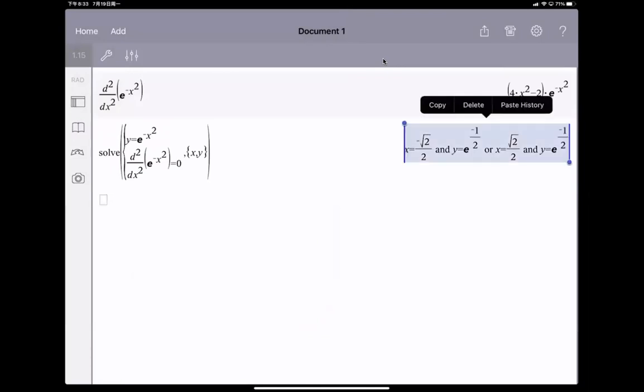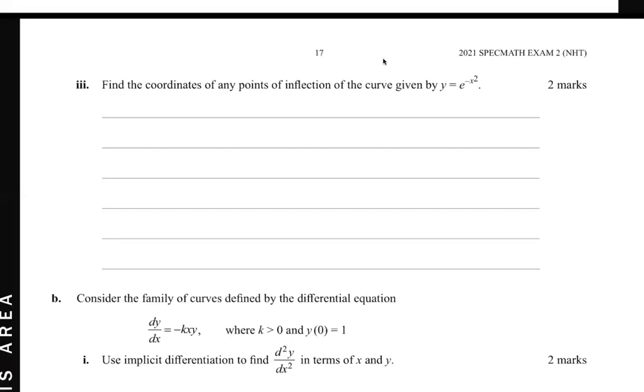X equals minus root 2 on 2, y equals e to the power of minus half, or the positive root 2 on 2 and e to the power of minus half. Okay, so that is your full coordinates.